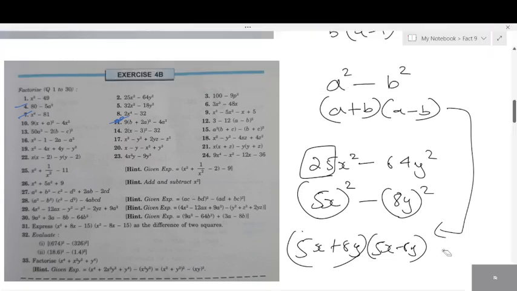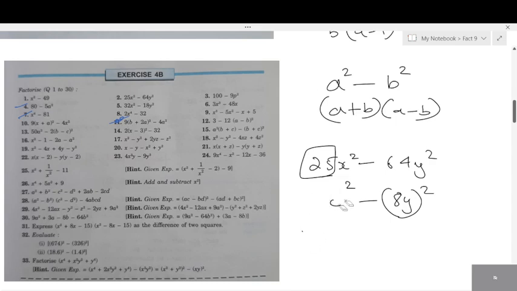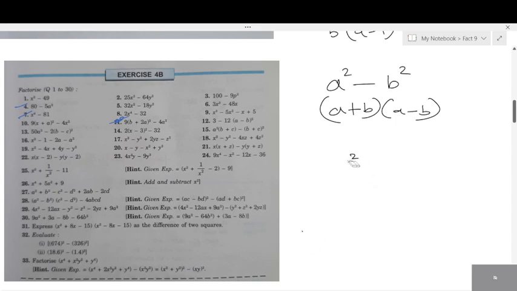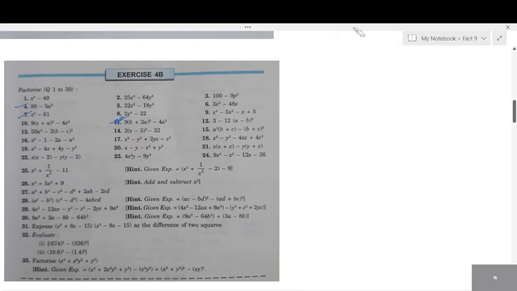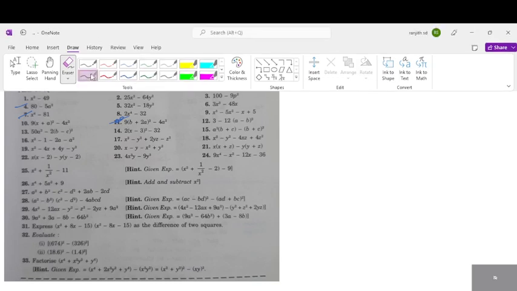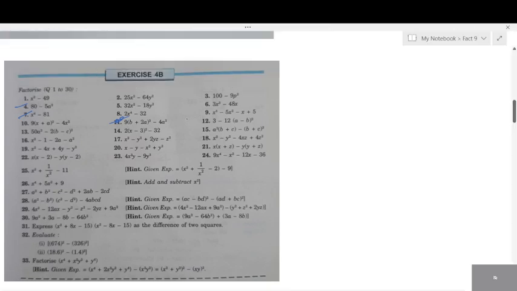Okay, this is one type. I'll just explain 2-3 concepts. I'll give you a few questions. Right? The next type is where you have to multiply. Fifth question. Look at the fifth one.